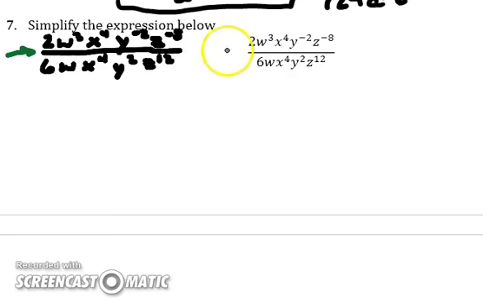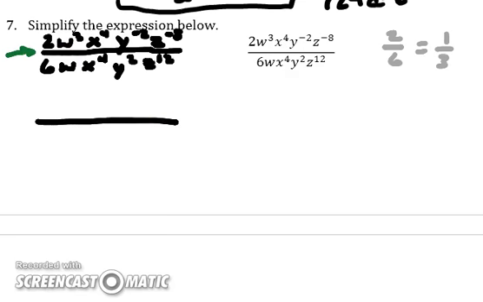Now, if we had, let me do it over here, if we just had 2 over 6, we could reduce that to 1 over 3. So let me write my long fraction bar. And I can reduce this to 1 over 3. I can divide the top by 2, I can divide the bottom by 2, and I get 1 over 3.